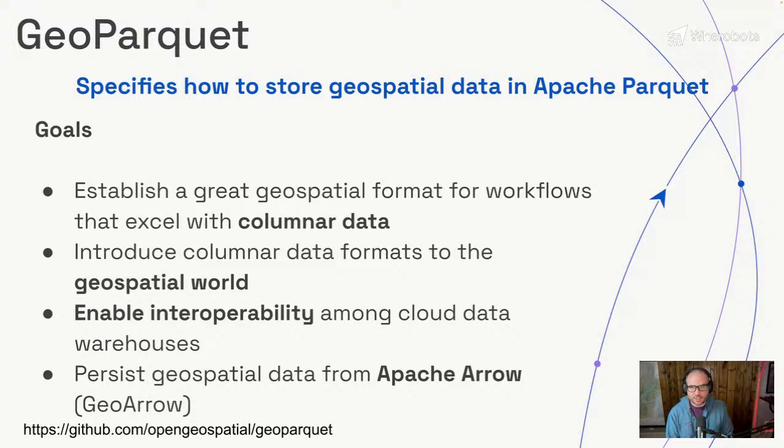But the GeoParquet specification is being developed alongside the GeoArrow specification. So if you're familiar with Apache Arrow, it's a way of serializing in-memory columnar data. So being able to have very efficient, sort of zero copy shared access to in-memory, in this case, geospatial data. And we'll talk about what that enables as well.